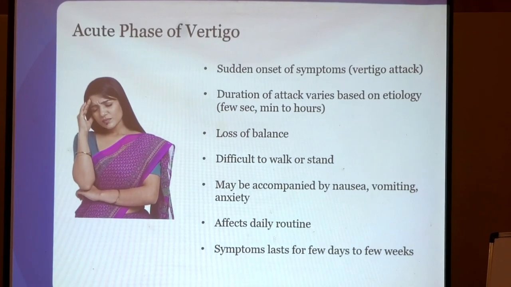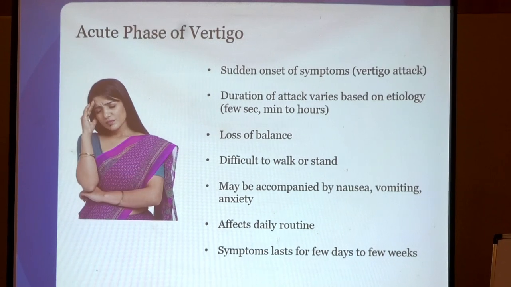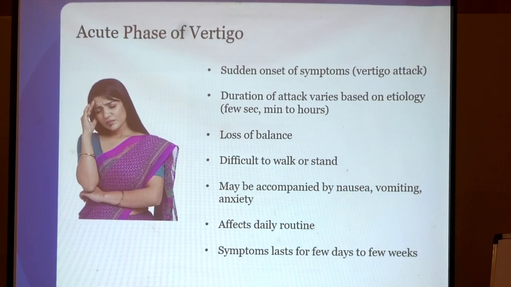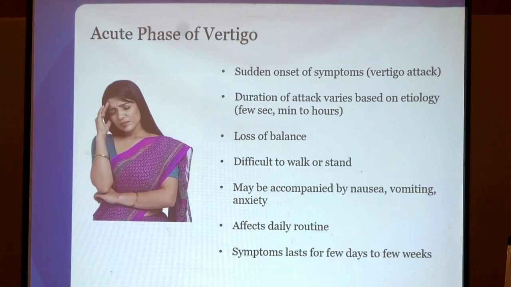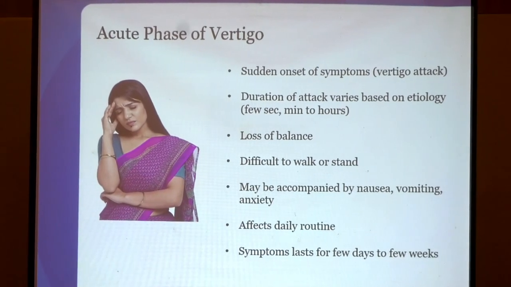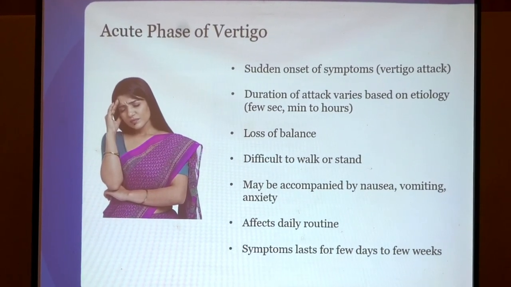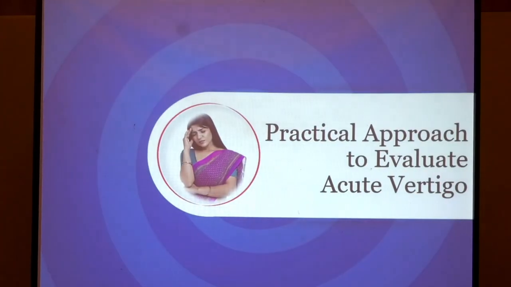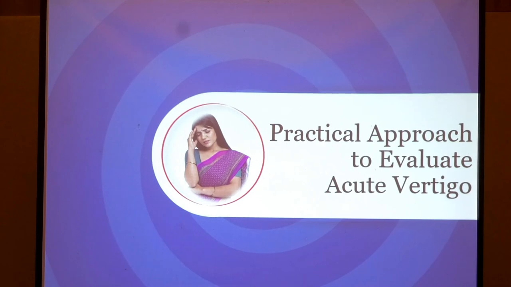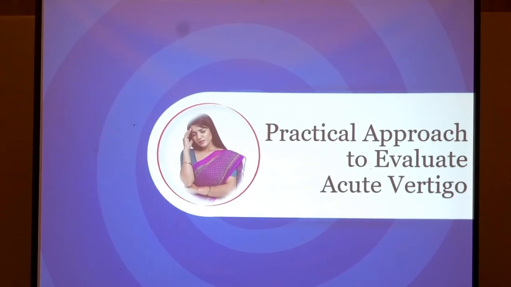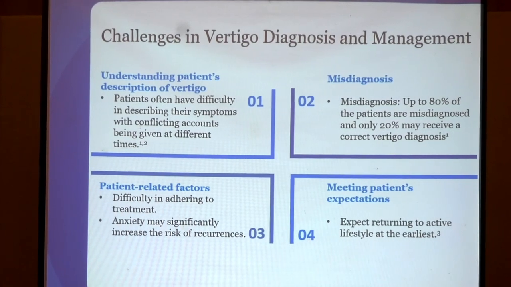So this is actually a sudden onset vertigo attack. We need to know the duration of the attack, which would vary based on the etiology. Loss of balance, difficulty to walk or stand, may be accompanied by nausea, vomiting, anxiety. It affects the daily routine, and symptoms last for a few days to a few weeks. So these types of patients walk into our OPD very often, and we need to know how to evaluate and manage these cases of acute vertigo practically.